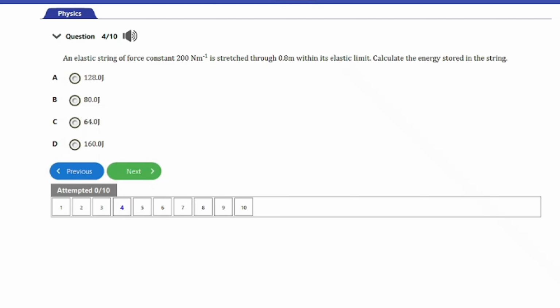The next question we have here is question number 4. It says, an elastic string of force constant 200 Newton per meter is stretched through 0.8 meters within its elastic limit. Calculate the energy stored in the string. So guys, here the energy stored in the string can be calculated as half kx squared. So we have 200 times 0.8 squared all over 2. That will give us 64, and that's it for this question. Let's go ahead and consider the next question, guys.